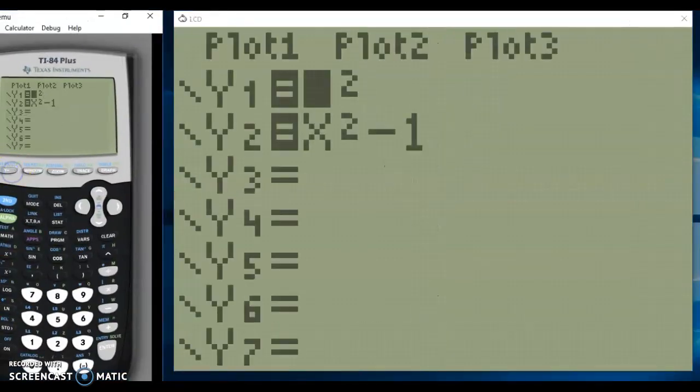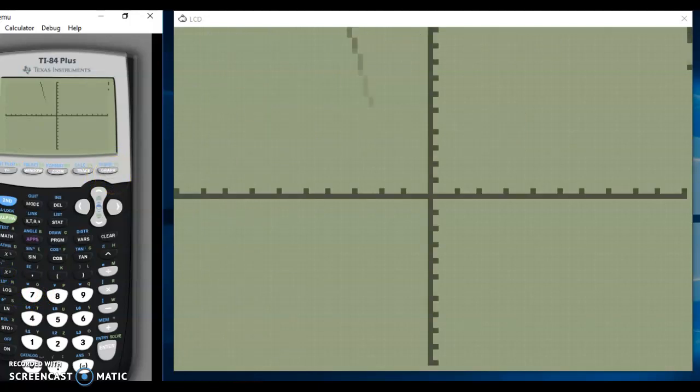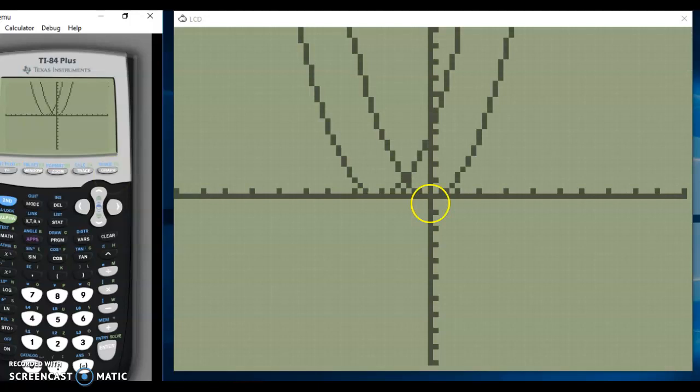this, and we're going to clear this out, and we're going to do parentheses x plus 2, close the parentheses, and square. So we changed it from 1 to 2 just to see a little bit more movement. If you notice, there's our parent, and it has shifted to the left 2 units. So now our vertex is here. From here, it moved over to the left 2 units.